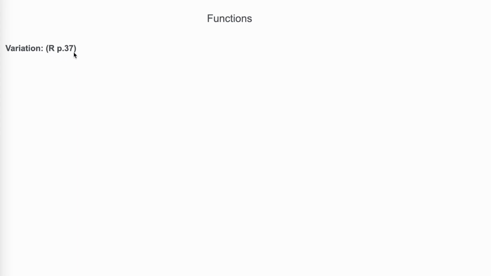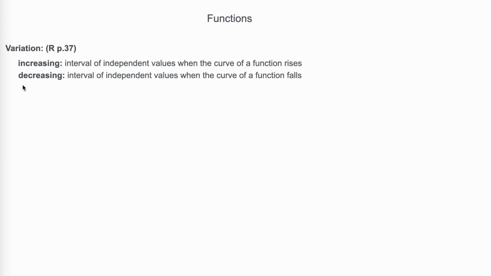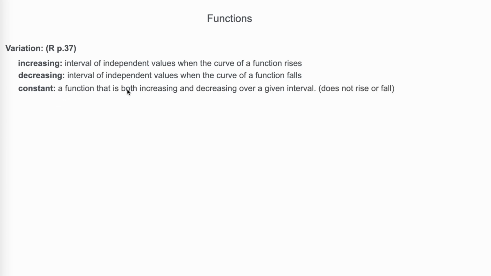Variation. Reflections, page 37. Increasing. It's the interval of independent values when the curve of a function rises, the x values when the curve is going up or when the graph is going up. Decreasing is the interval of the independent values, the x values, when the curve of the function is going down. Constant. A function that is neither increasing nor decreasing over a given interval. It's not going up, it's just remaining horizontal, does not rise or fall.